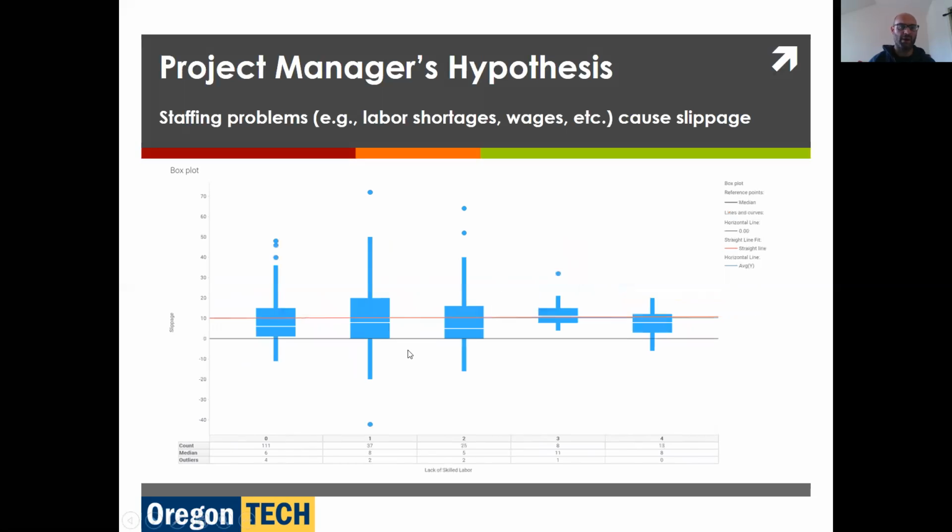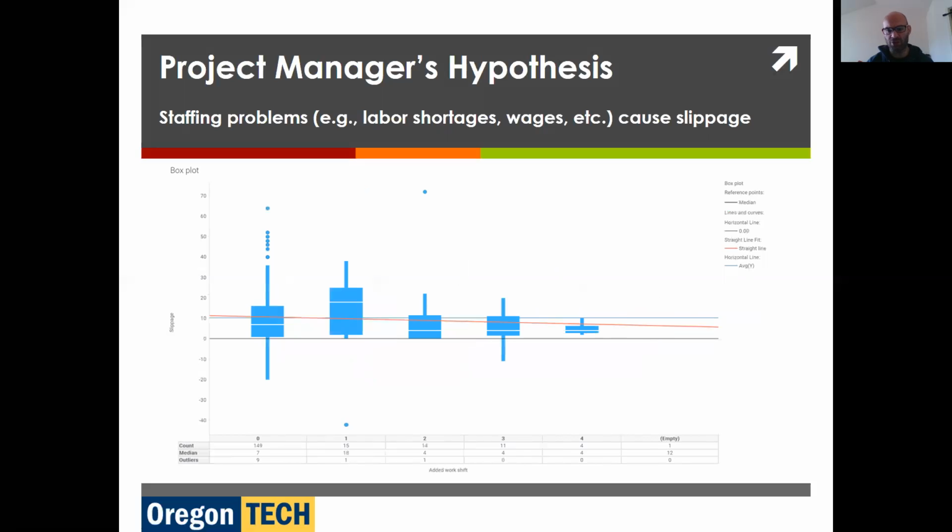The next hypothesis is that staffing problems can cause slippage. Here we see a lack of skilled labor, and as we go up in category, especially into category 4, lack of skilled labor is not causing slippage. We have a flat line here. We're doing okay.